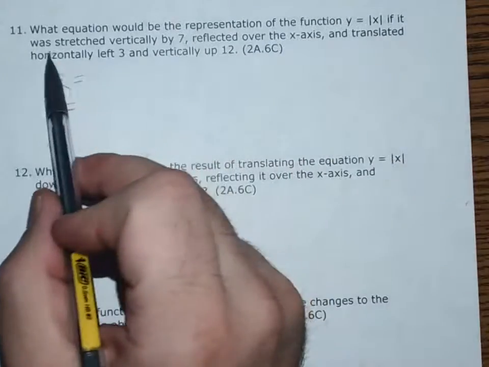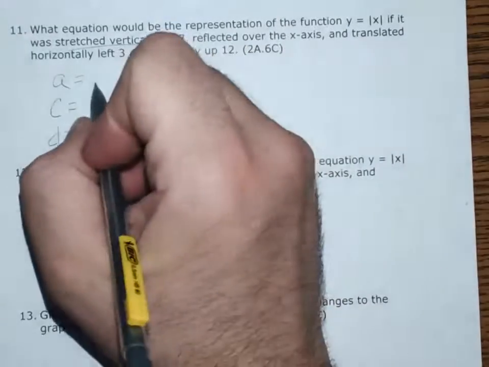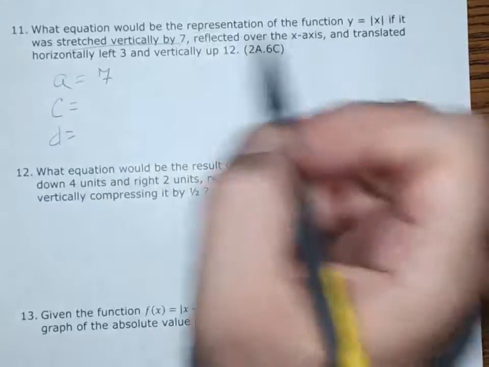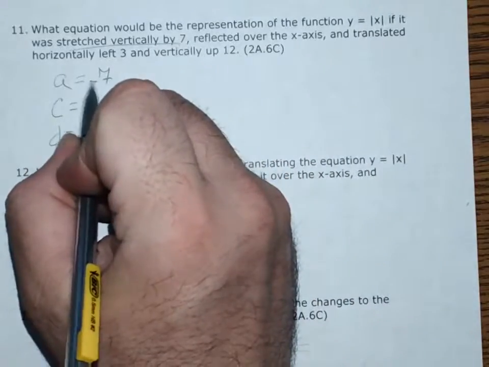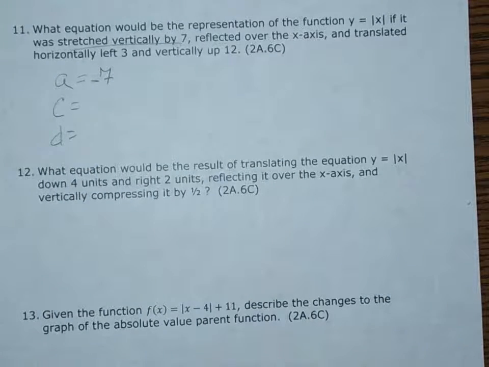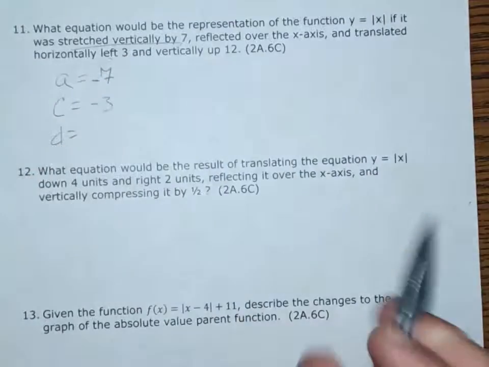Let's see. So it starts with stretched vertically by 7. Well, vertical stretch is an A value, so I'm going to put 7 here for A. Then it says reflected over the x-axis. That means then that the A value needs to be negative. It says translated horizontally left 3. Left is controlled by C. C controls left and right. Going to the left would be negative, so my C value is negative 3.